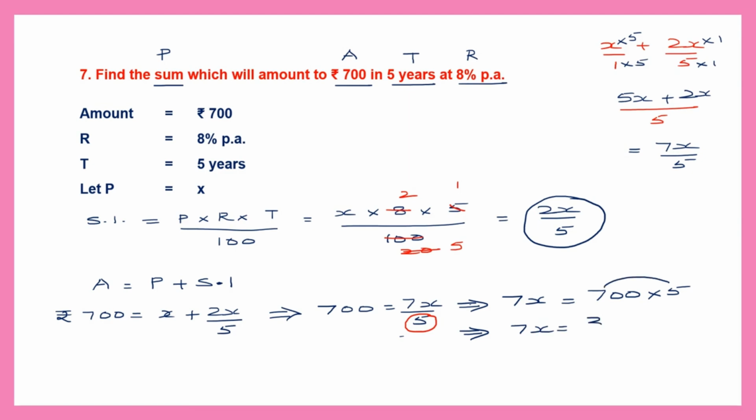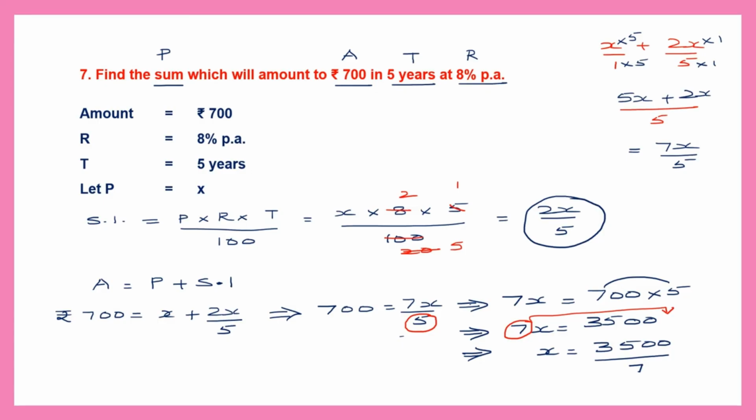7 5s are 35 and you add the two zeros. Now we find the value of x. X is equal to 3500 divided by 7. How did it become division by 7? Because 7x means 7 into x. When you transpose it to the other side, into is multiplication. That will change to division. So that's how we got 3500 by 7.